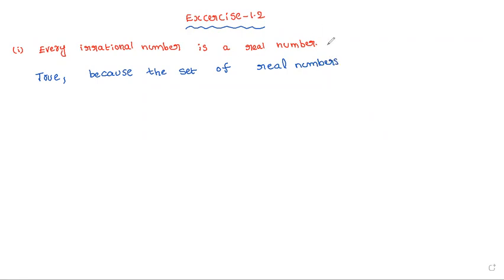Set of real numbers consist of rational and irrational numbers. Rational number and irrational number.